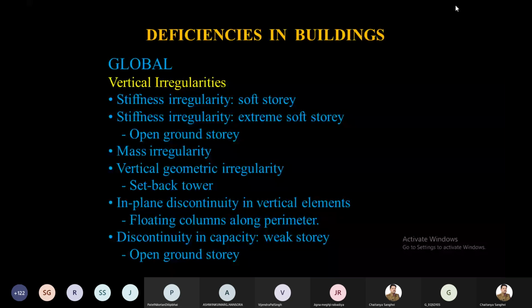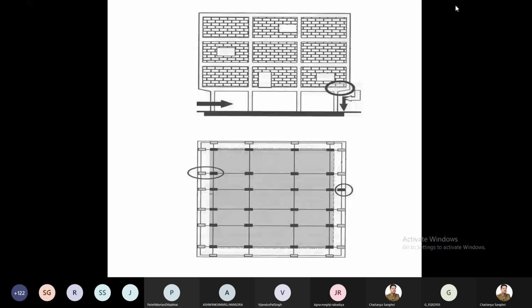There are various irregularities, like stiffness irregularities, which is known as a soft story or extreme soft story, mass irregularities, vertical irregularities like setbacks, in-plane discontinuity of vertical members like floating columns, discontinuity in capacity, the weak story, and the open ground story. If you look at this, you see this is a very poor building, right?